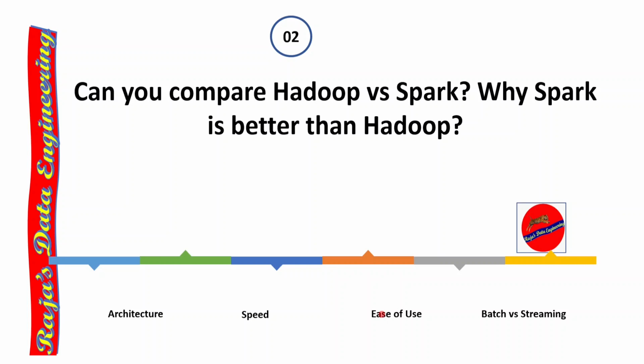Coming to Hadoop, that is using the programming language MapReduce. That is verbose, hard to understand, and difficult to maintain. But coming to Spark, it is providing different programming languages like SQL, Python, Scala, R. So that's the reason, when developers coming from different backgrounds, they can easily start developing solutions in Spark. And the last one, batch versus streaming. Hadoop is more suitable for batch processing, but Spark is suitable for both batch and streaming.